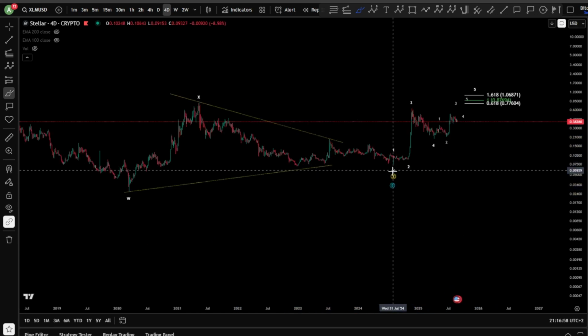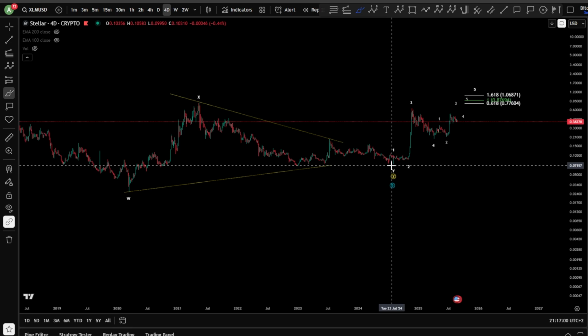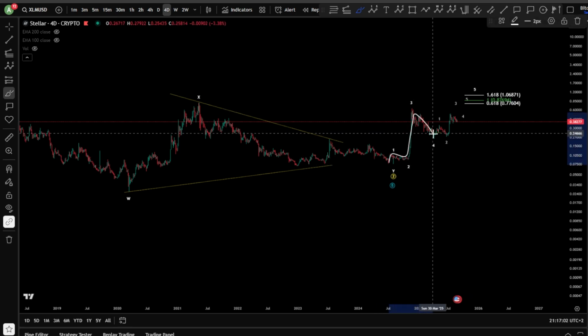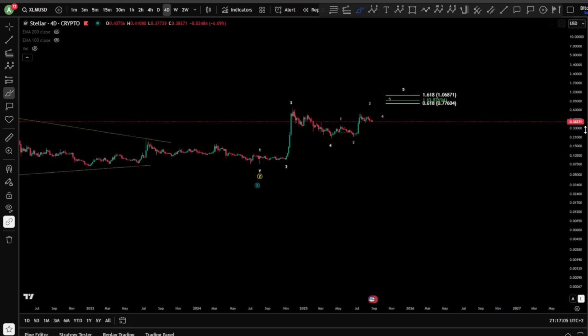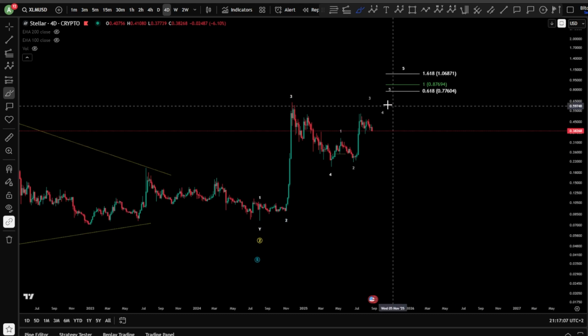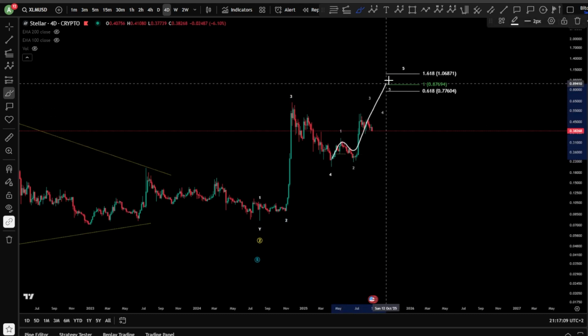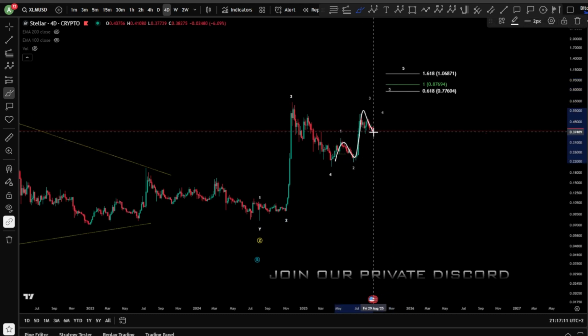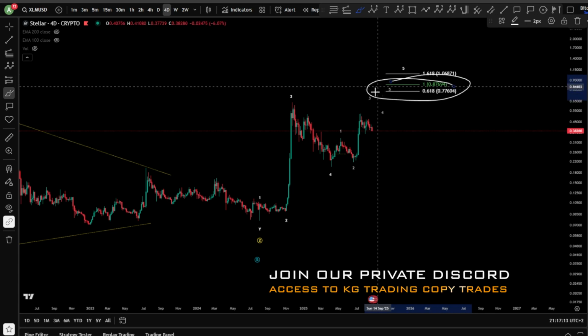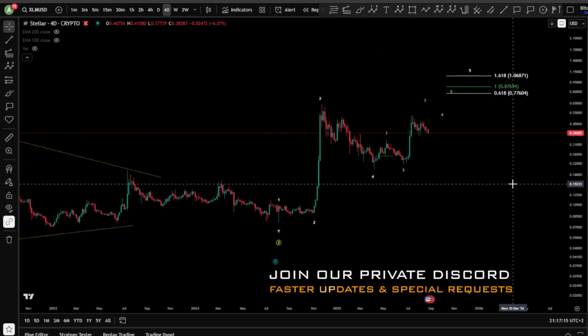And starting your impulse from there, from this low here, in a 1, 2, and then 3, 4, and a 5 towards the upside. So currently, we are in a wave 5, right? In a 1, 2, 3, 4, and a 5. We would like to finish exactly in these targets for XLM.